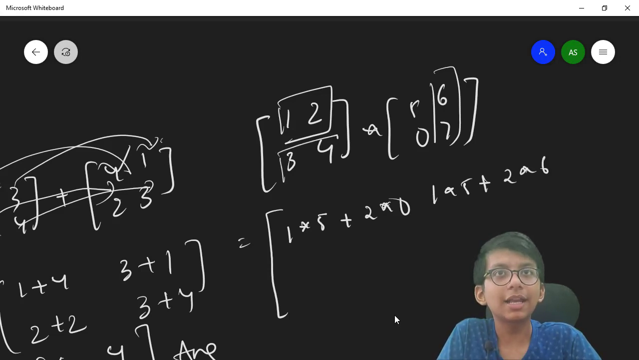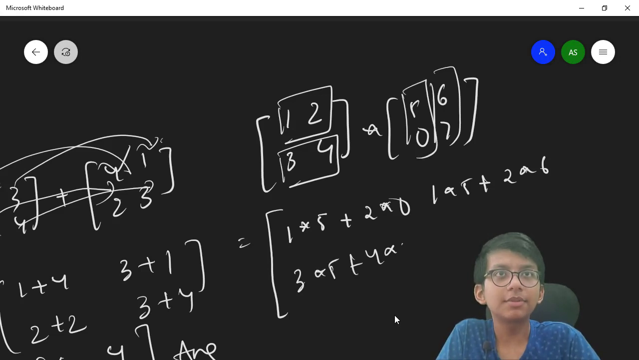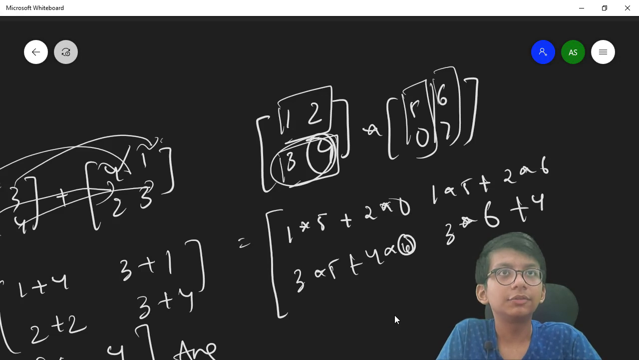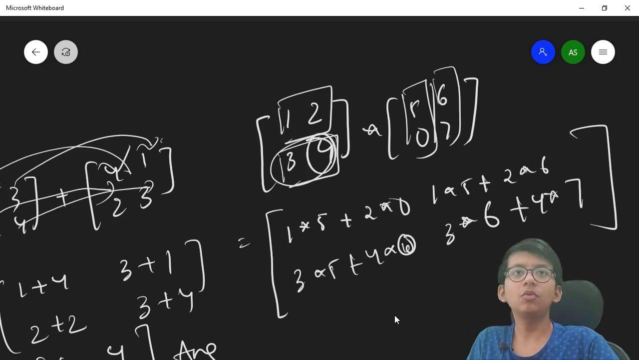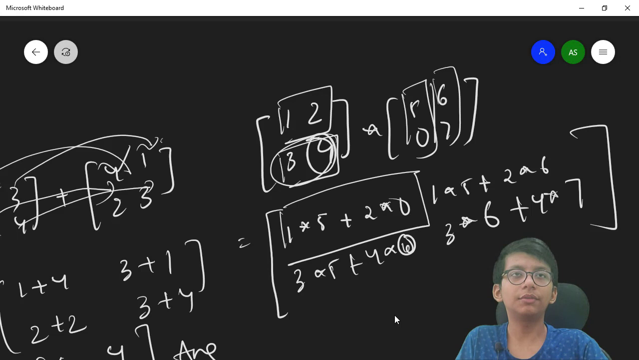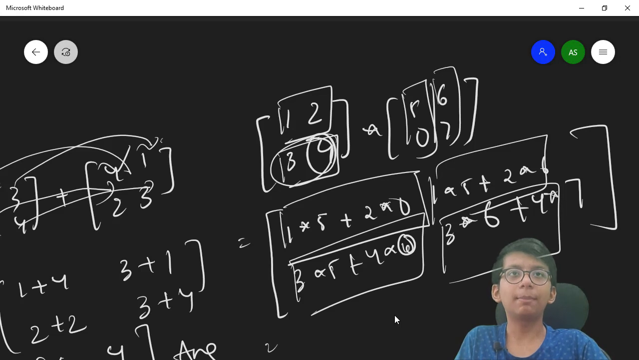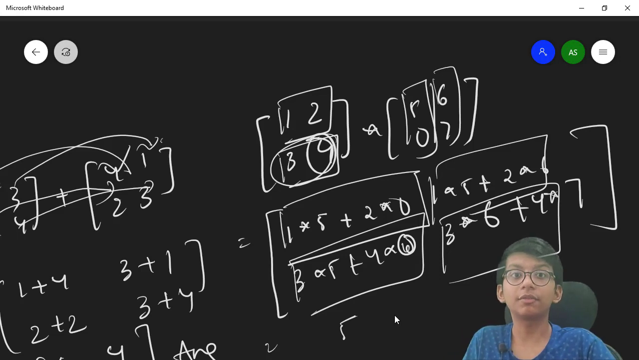Now you will take the second row and multiply with the first column of the second matrix: 3 times 5 plus 4 times 0. Then for the second column it is 3 times 6 plus 4 times 7. That's what matrix multiplication is, and then you add it all up. 1 times 5 plus 2 times 0 is obviously 5. Then 1 times 5 plus 2 times 6 is 5 plus 12, which is 17.